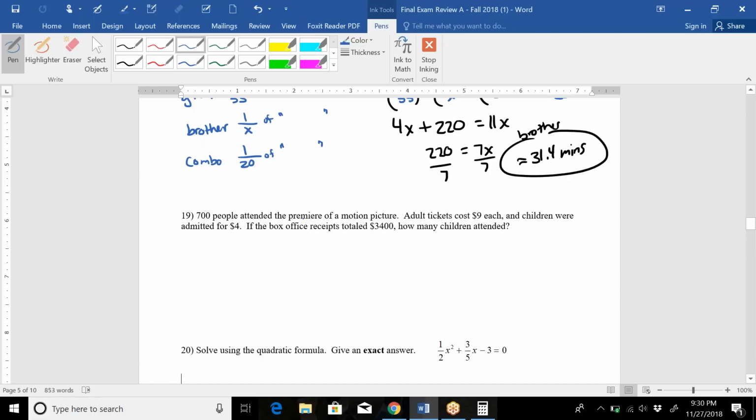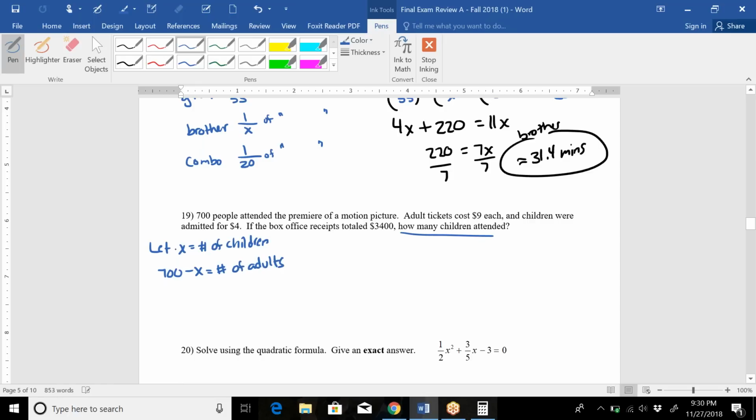So we know that 700 people attended the premiere of a motion picture. Adult tickets cost $9 and children tickets were $4. If the box office receipts totaled $3,400, how many children attended? To make your life easier, let children be x, the number of children. Since there's 700 total people who attended, 700 minus however many children you have is going to be the number of adults.